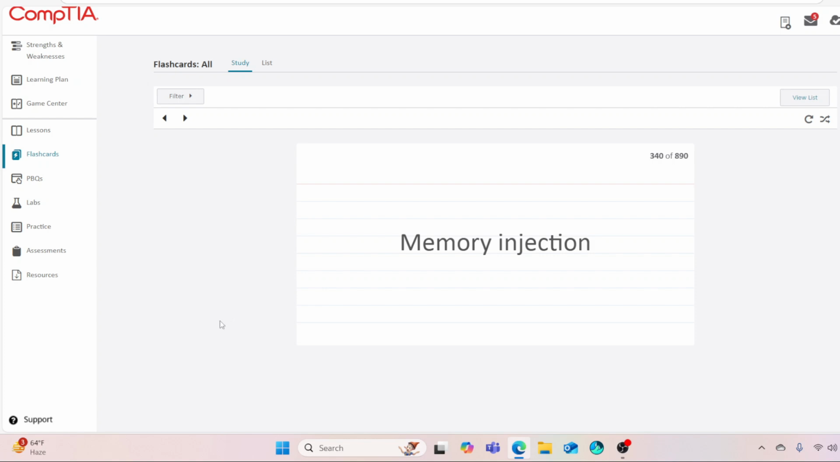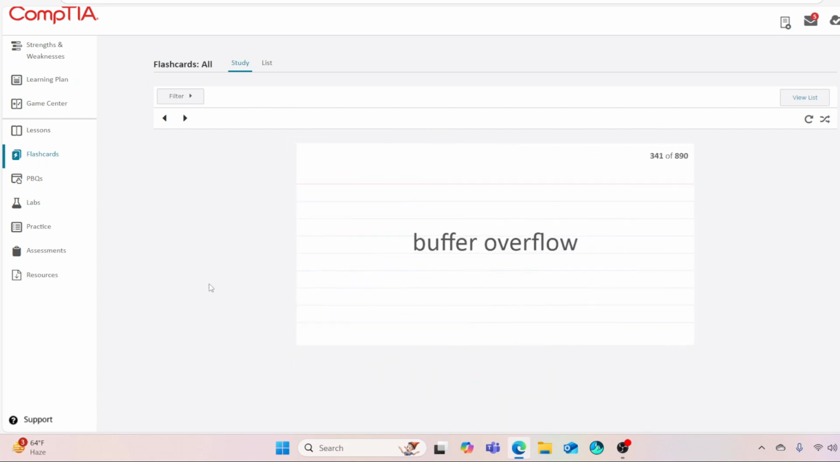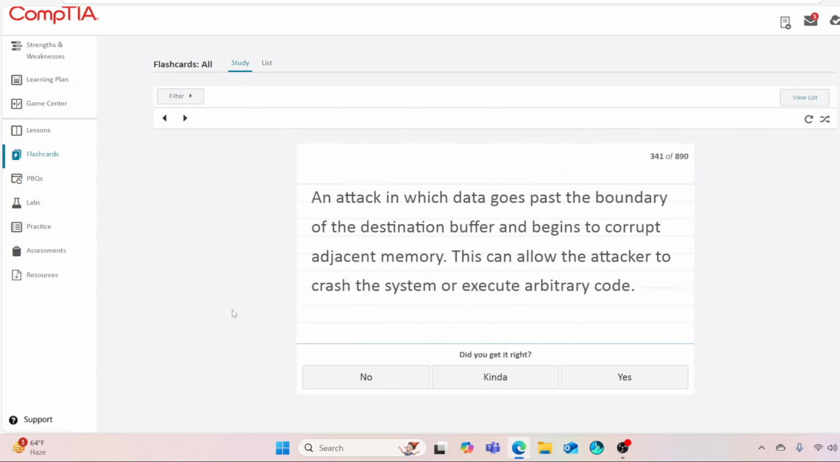Memory injection. A vulnerability that a threat actor can exploit to run malicious code with the same privilege level as the vulnerable process. Buffer overflow. An attack in which data goes past the boundary of the destination buffer and begins to corrupt adjacent memory. This can allow the attacker to crash the system or execute arbitrary code.